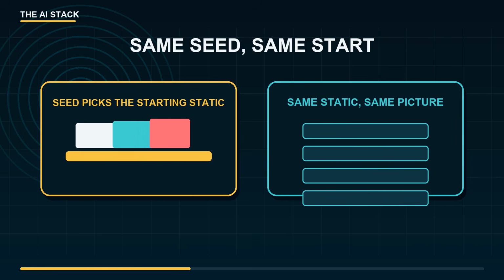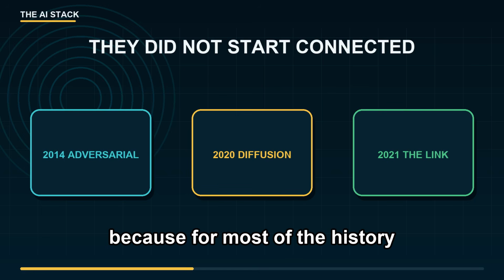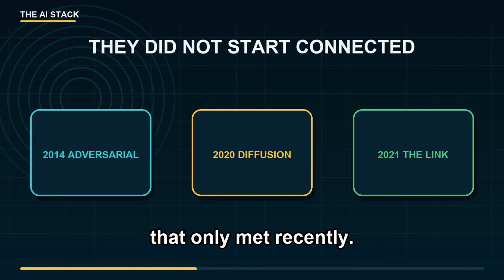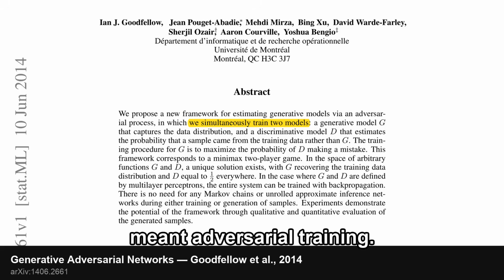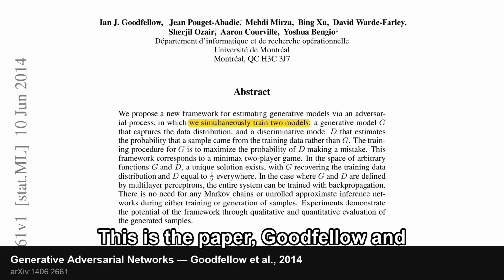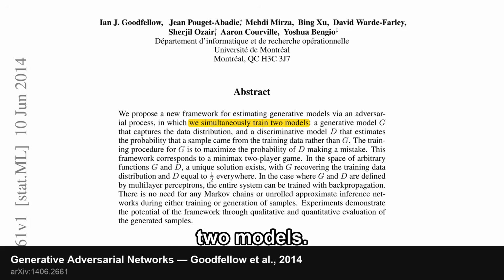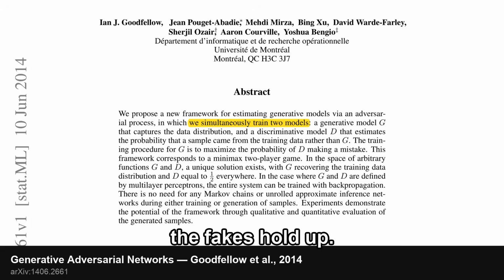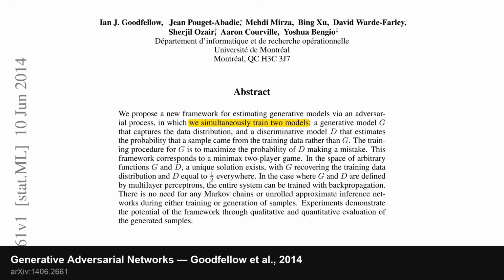Worth knowing how words ended up able to steer any of this, because for most of the history, they could not. These were separate lines of work that only met recently. In 2014, generating an image meant adversarial training. This is the paper, Goodfellow and colleagues, and the highlighted line is the whole idea. We simultaneously train 2 models. One produces fakes, one tries to spot them, and you stop when the fakes hold up. It worked, and it was famously unstable, easy to collapse, hard to steer.